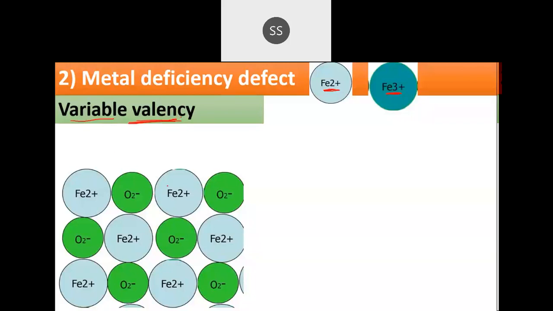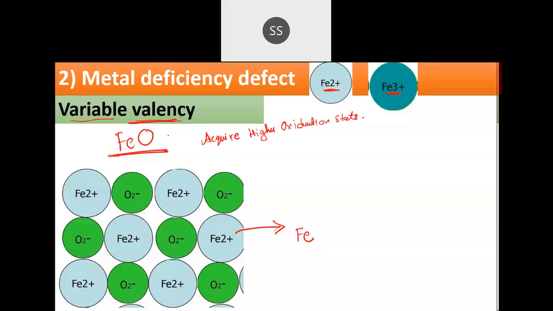If iron oxide, FeO, is being prepared, suppose it happens that one ion has gone out from the lattice. Imagine that one ion has escaped out in the form of Fe. If this has gone out from the lattice, then you have to maintain the electrical neutrality. Finally, whatever happens, the electrical neutrality has to be maintained. So some of the cations acquire a higher oxidation state to maintain the electrical neutrality.